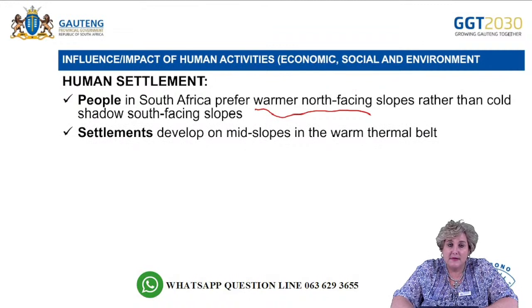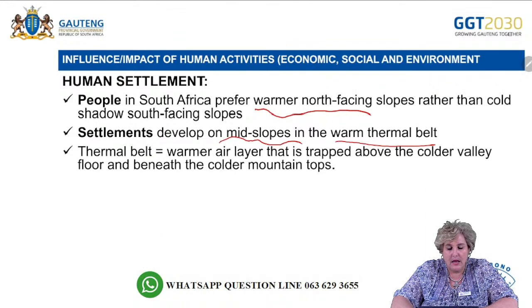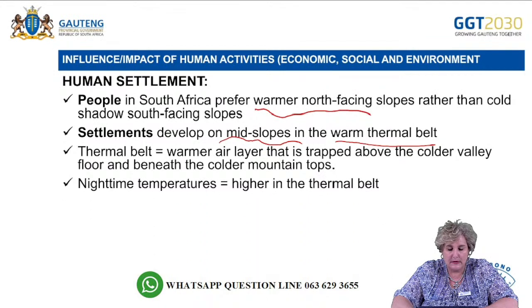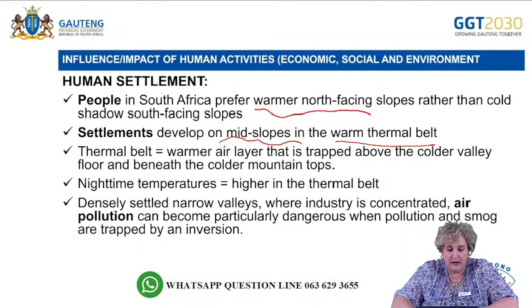Settlements tend to develop in the mid-slopes. Why? The middle of the slope is where my warm thermal belt is located. The thermal belt again is the warm layer that is trapped above the colder valley floor and beneath the colder mountain top. My nighttime temperatures are higher in the thermal belt. That's why people prefer to live there.